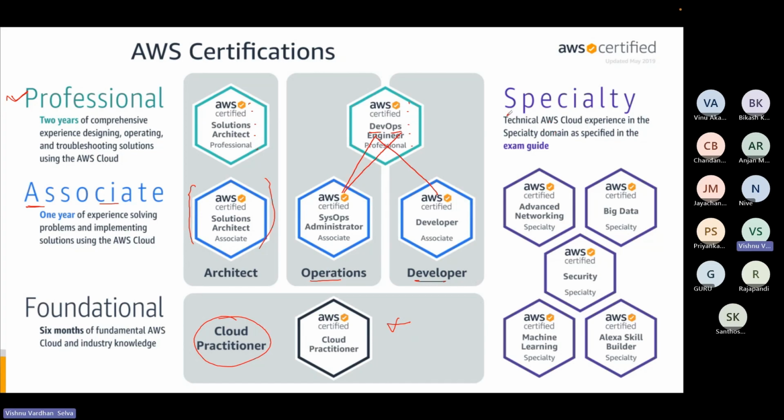After that, we have specialty. We can go with networking, big data, security, Alexa, and machine learning. So in total, AWS provides 11 courses overall. But if you go for a streamlined study, you study this, this, and any one of these, so you have to study only 3 courses out of 11.